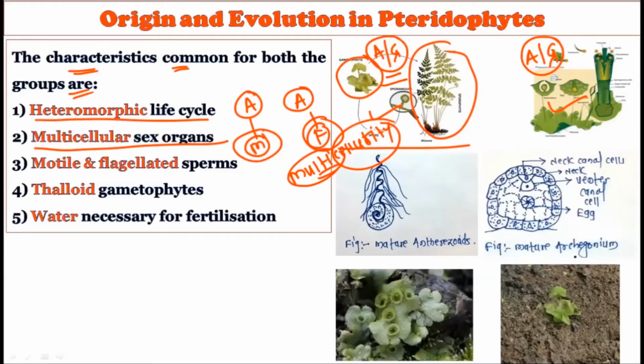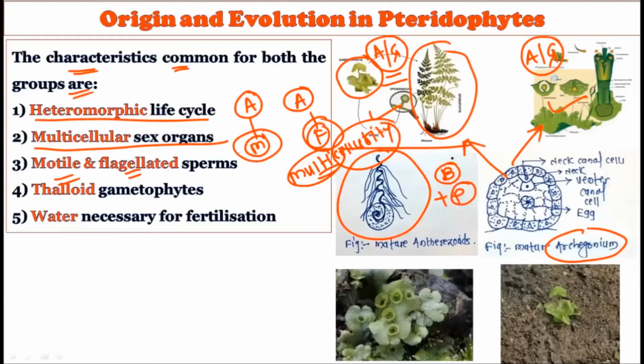Because you may have remembered drawing the archegonium like this. These archegonia were similar in the pteridophytes as well as in the bryophytes. So this similarity in the multicellular sex organs also takes the bryophytes and pteridophytes very close to each other. Then the motile and flagellated sperms. There are always motile and flagellated sperms found in the bryophytes as well as in the pteridophytes. So whatever male gametes are there, they are always flagellated and motile in both the groups.